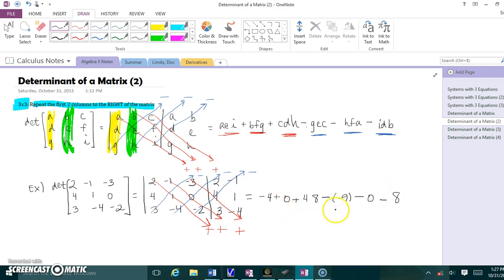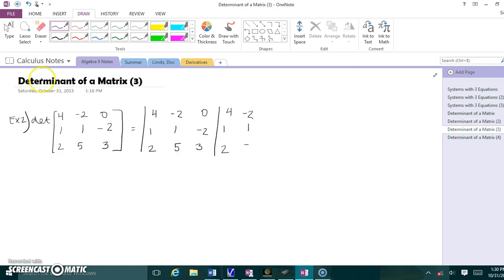So go from left to right. Negative 4 plus 48 is 44. Minus a negative is plus, minus 8. 44 plus 9 is 53. 53 minus 8.